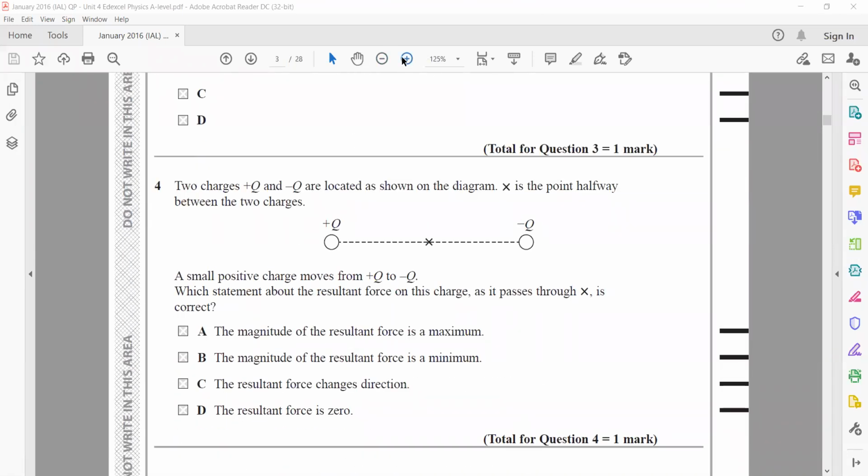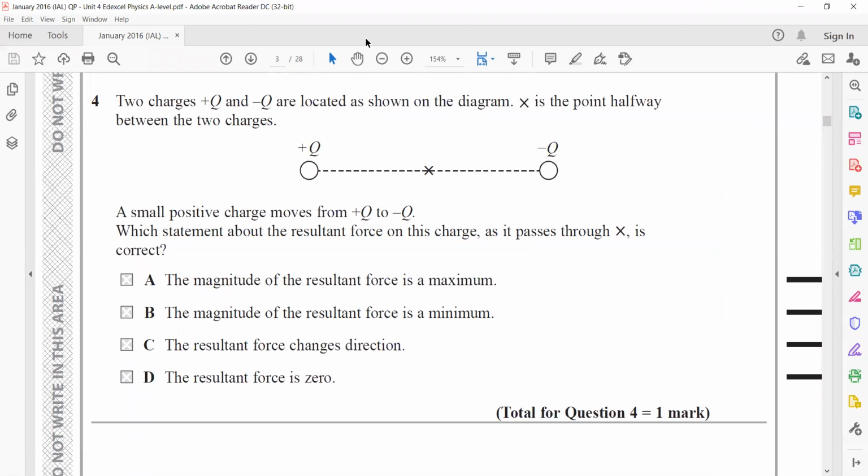For question 4, two charges plus Q and minus Q are located as shown in the diagram, where X is a point halfway between the two charges. A small positive charge moves from plus Q to minus Q. Which statement about the resultant force on this charge as it passes through X is correct? When we sketch the electric field pattern, the strength of the field depends on the number of field lines which are passing through that area.